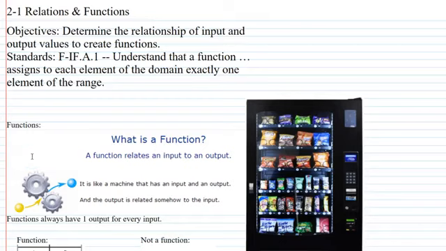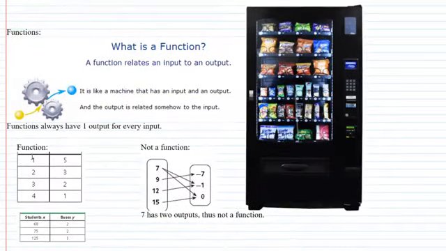Today we're going to cover relationships and functions, basically an introduction to functions. So what is a function? A function relates an input and an output. Think of a machine. If you put one thing in, you're supposed to get one thing out, and somehow they need to be related. The easiest, most clear example of this is a vending machine.